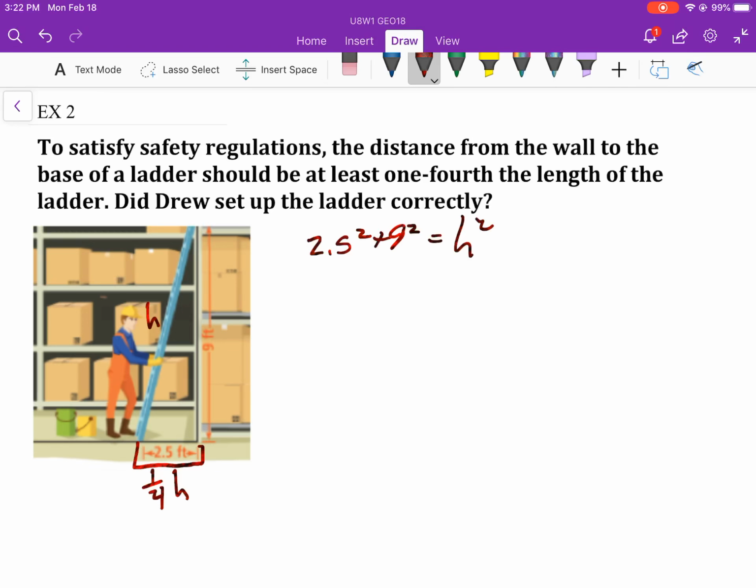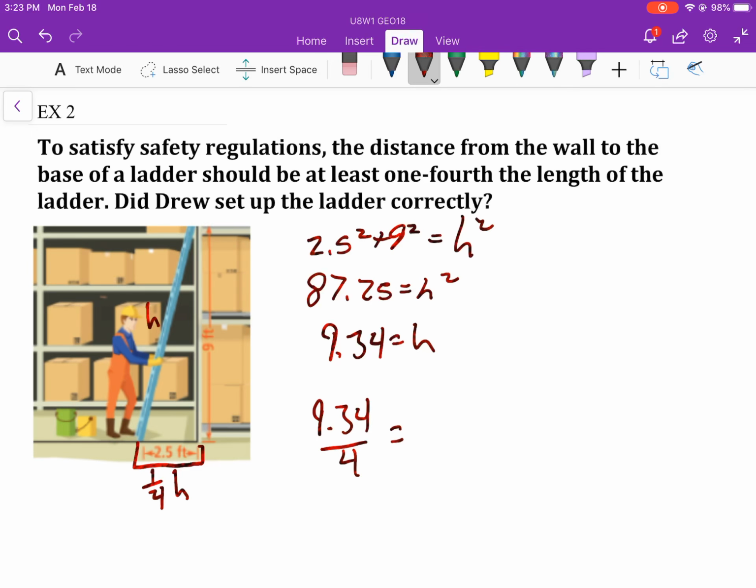Evaluate that. 2.5 squared plus 9 squared, 87.25 is equal to h squared. Take the square root of that. 9.34 is equal to h. It should be at least 1/4 of the length. 9.34 divided by 4 is 2.3. So, yes. Nice job, Drew.